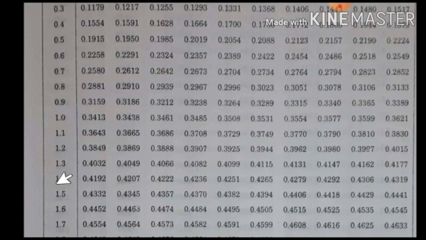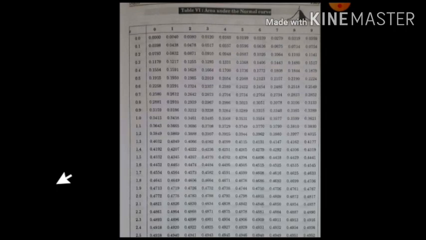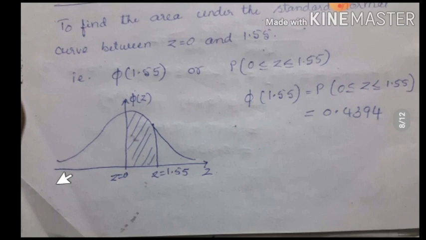Okay. Now we will move to solve some problems. Now, the simple problems I have taken, this will not be asked in the exam. This is one part of the problems related to normal distribution. If you are thorough in this part, you can easily do the problems related to normal distribution which will be asked in the exam. If I want to find the area under the standard normal curve between z equal to 0 and 1.55.